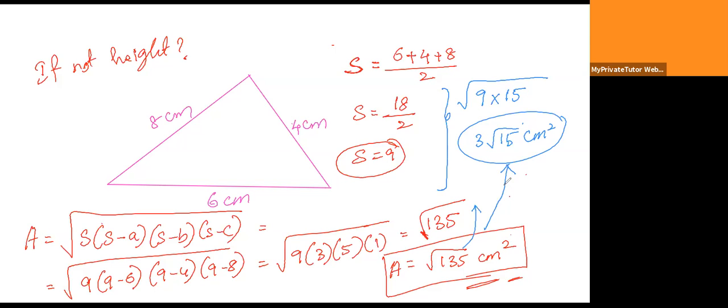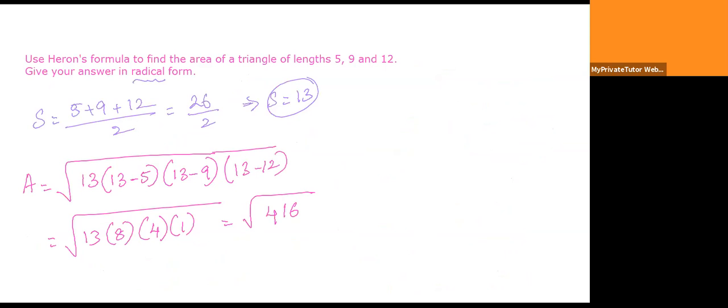So if they ask you to write it in a decimal form, please do that. If not, make sure that we are simplifying the square root numbers. And the same here, guys. 416, please check if we can divide this 416 by any of the perfect square numbers, I mean.